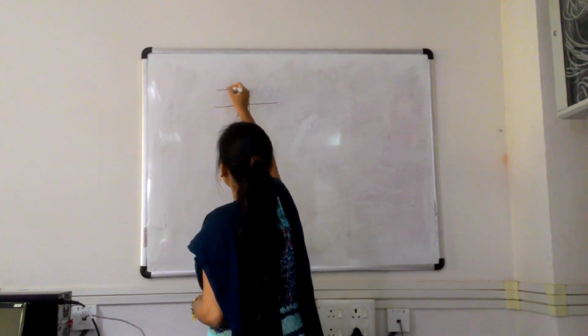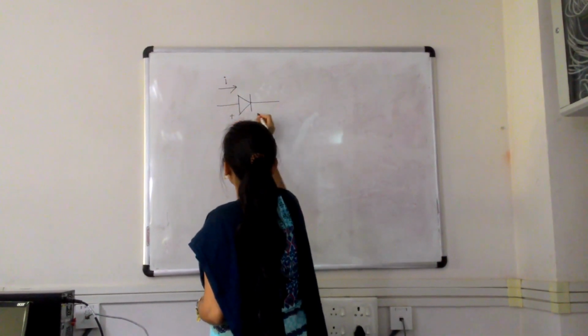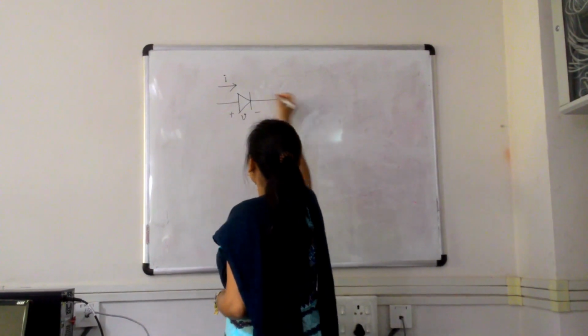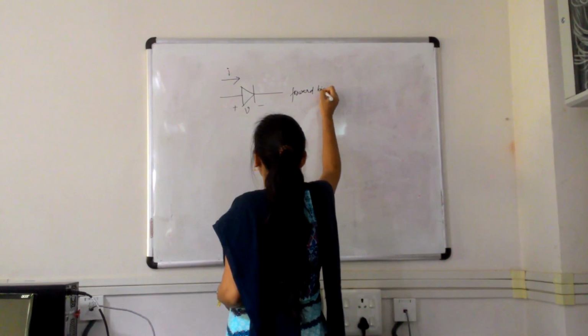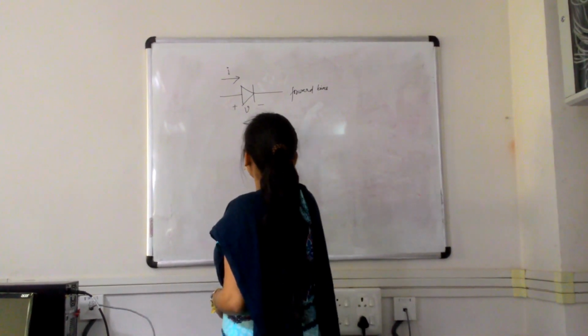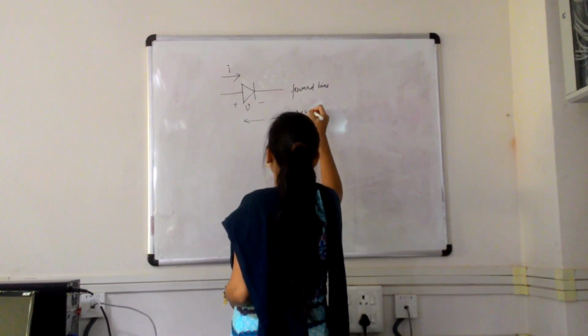Now if a current I is flowing in this direction and voltage is V, we can say that this is a forward bias. And if the current is flowing in the opposite direction, we call it reverse bias.